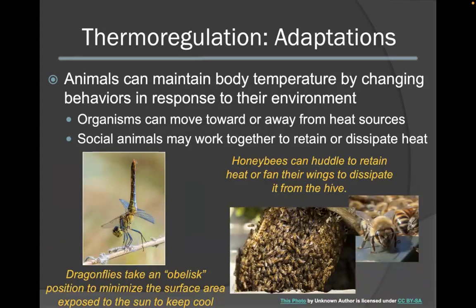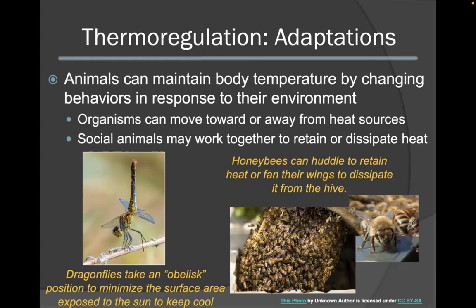Animals can also maintain their body temperature through their behavior. Organisms can easily move towards or away from heat sources. Social animals can also work together to retain or dissipate heat. For instance, dragonflies, such as this, can take an obelisk position. This is where they raise up their abdomen in order to maximize the surface area exposed to the sun. This helps them to keep from overheating.